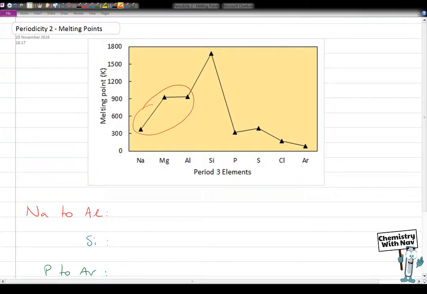And in metallic bonding, you have a strong electrostatic attraction between the positive metal ions and the delocalized electrons. But as you go from sodium to magnesium to aluminium, you end up making Na+, Mg2+, and Al3+. So you are getting ions with a greater charge, which means that there's also more delocalized electrons. So there's a greater attraction, so that the melting point increases.